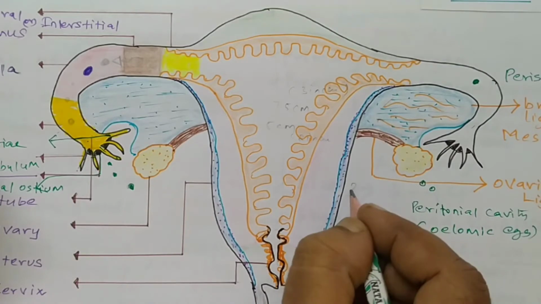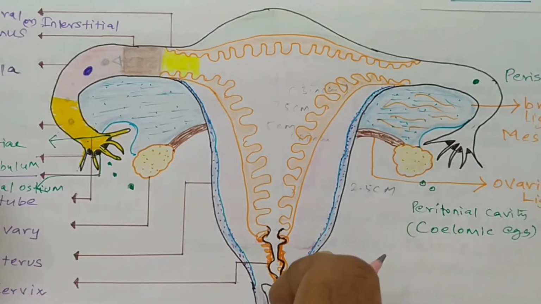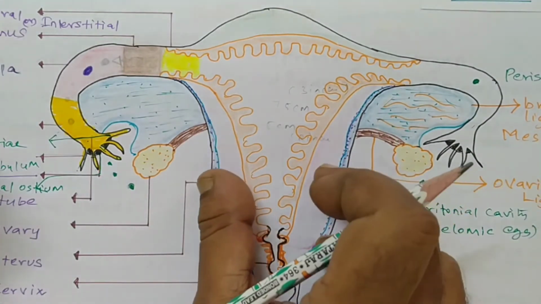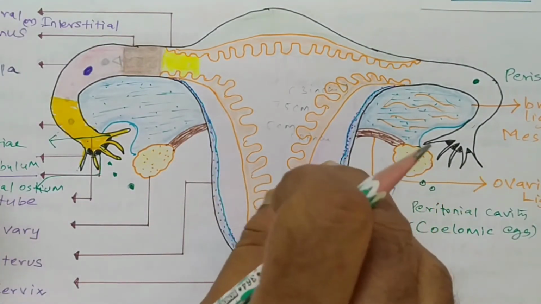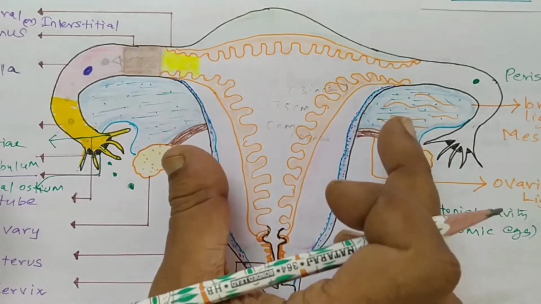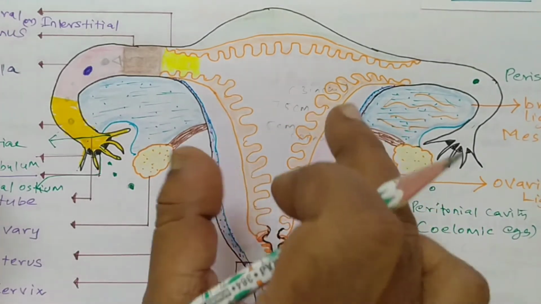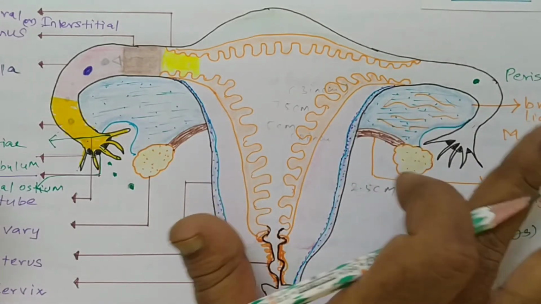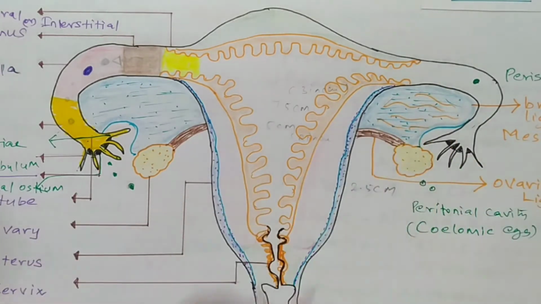Thickness is 2.5 centimeter. But this is the normal, technically called the empty uterus. Empty uterus means without the fetus inside. At the time of pregnancy, when the fetus develops inside, the normal length, width and thickness of the uterus increase up to 20 times.